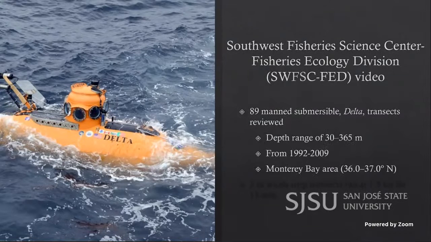These surveys ranged in depth from 30 to 365 meters between the years 1992 to 2009, and all transects were conducted within the Monterey Bay area. Each transect had a width of 2 meters, was run at 1.5 knots for 15 meters, and all transects were limited to rockier habitats within the study region.